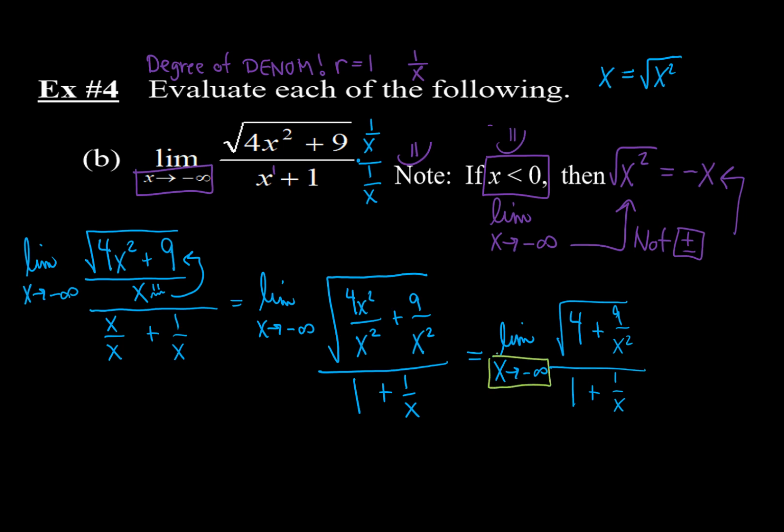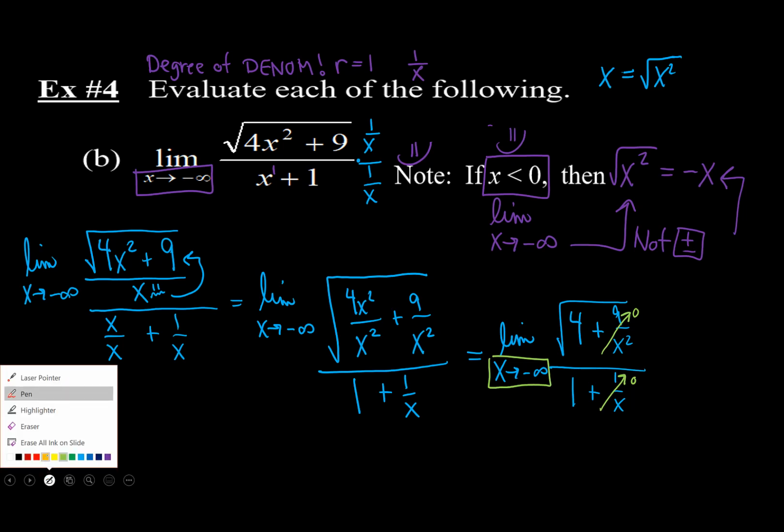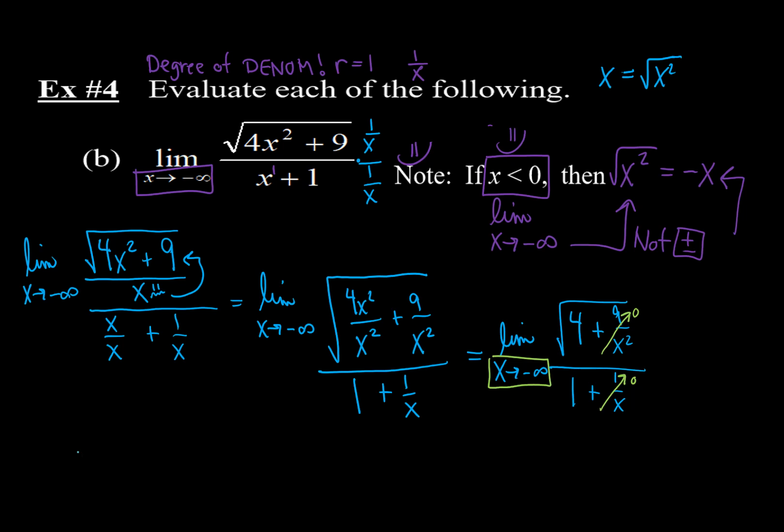the negative infinity. So when I plug this in, whether I divide a piece of cake into infinitely many pieces or negative infinitely many pieces, remember that 1 over x to some power is going to turn into 0. So what I end up with in the numerator is the square root of 4 plus 0, and in the denominator, I end up with 1.